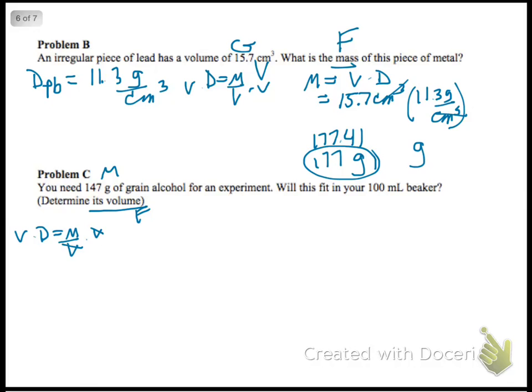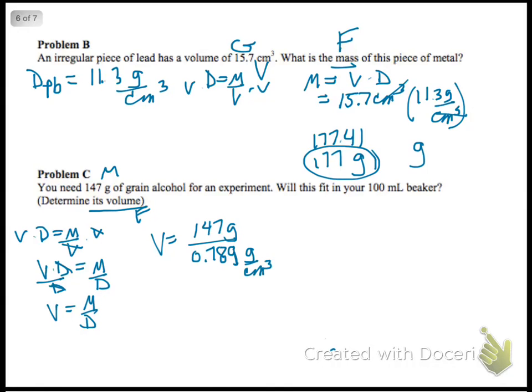First, the density is mass over volume. Multiply both sides by volume, and volume cancels on the right, and we end up with volume times density is mass. But now we have to arrange this to solve for volume. So I'm going to divide both sides by density, and when I do that, density cancels on the left, and I end up with volume is mass over density. Now I can plug in my numbers. So volume is 147 grams over my density, 0.789 grams per centimeter cubed.